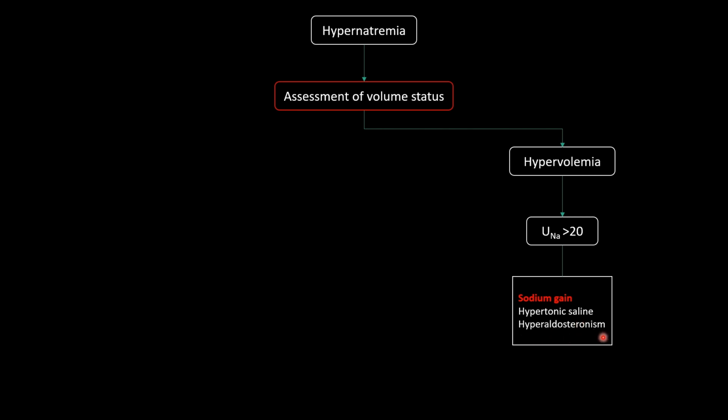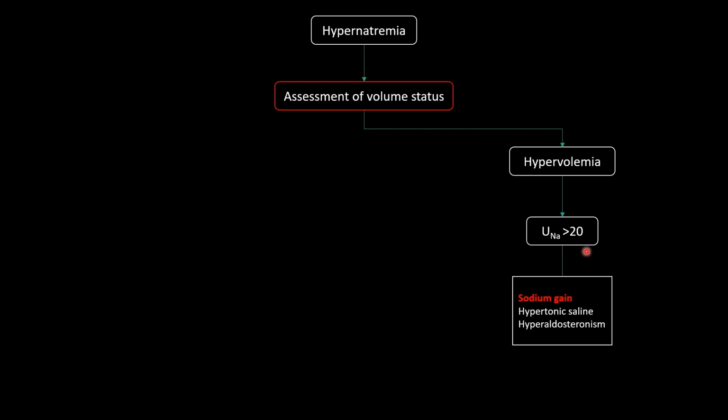aldosterone action. And as the sodium is being gained inside the body, what will the body's compensatory mechanism do? It will try to excrete the excess sodium from the body through the kidney. So all these conditions will have urinary sodium of more than 20.